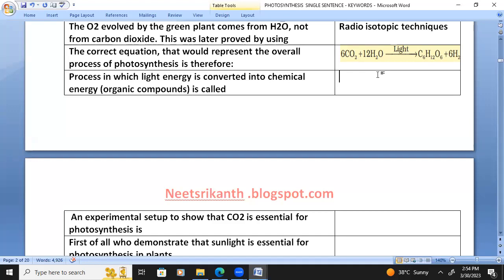The process in which light energy is converted into chemical energy in organic compounds is called a physicochemical process. Photosynthesis is an example here. An experimental setup to show that carbon dioxide is essential for photosynthesis is Moll's half-leaf experiment.